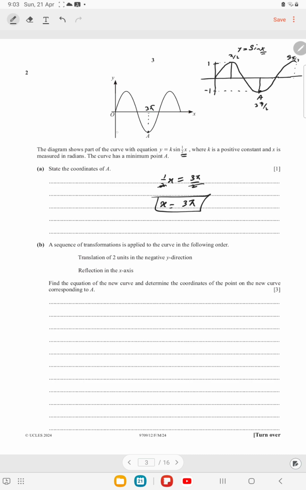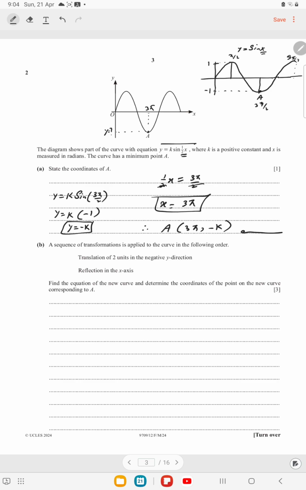And what will be the y here? In the equation, just replace y equals k times sine of x by 2, where x is 3 pi, so it's 3 pi by 2. We know that with the help of a calculator in radian mode, sine of 3 pi by 2 will be minus 1. So y is minus k. Therefore the coordinates of A are 3 pi comma minus k. This is the first 1 mark question, so you can do it directly.